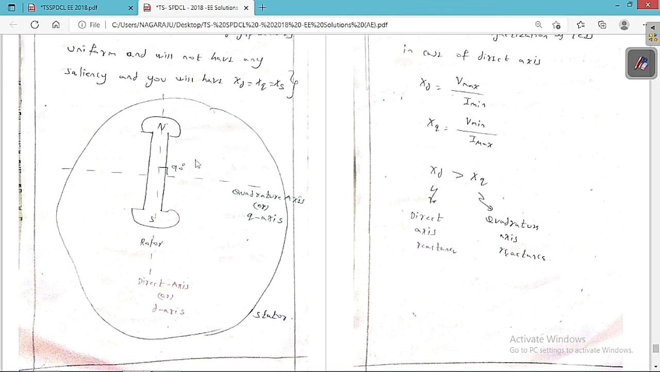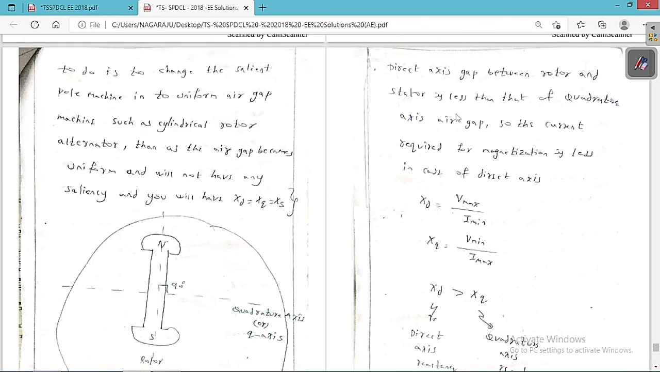Therefore, if you keep a uniform air gap between the stator and the rotor, then always XD is equal to XQ is equal to XS. That is possible only in the case of a cylindrical rotor. Whereas in the non-cylindrical or salient pole rotor, XD is not equal to XQ is not equal to XS. That is what I am trying to tell you. The direct axis air gap between rotor and stator is less than the quadrature axis air gap. So the current required for magnetisation is less in the case of the direct axis, because you can see this gap is less when compared to this gap.